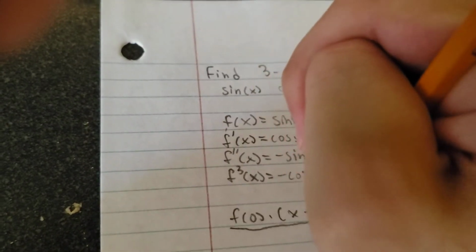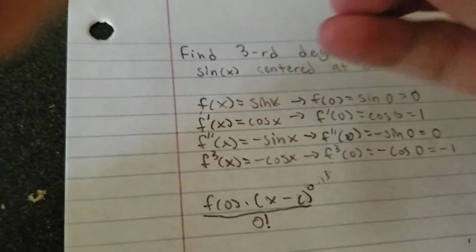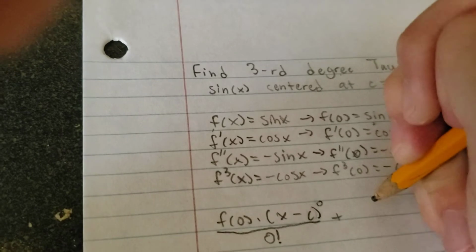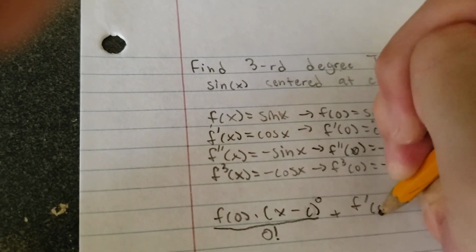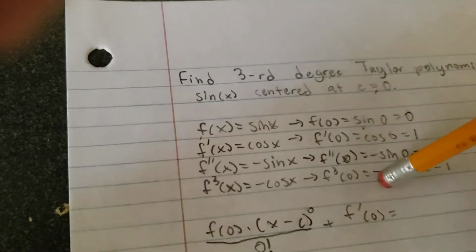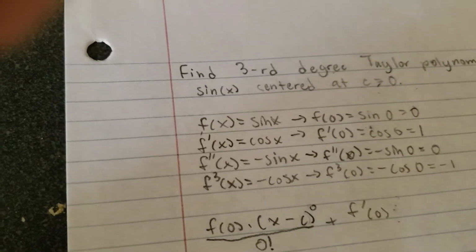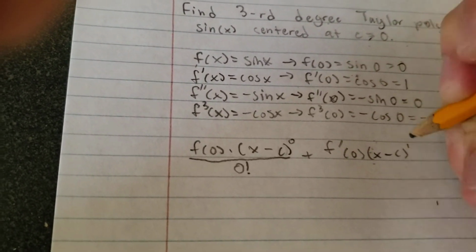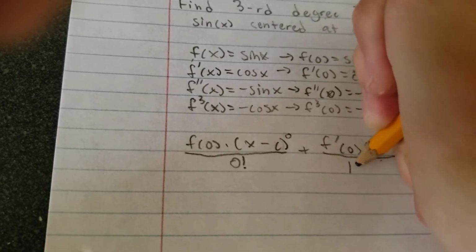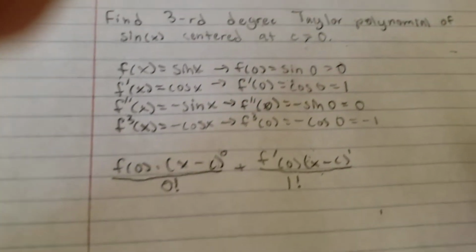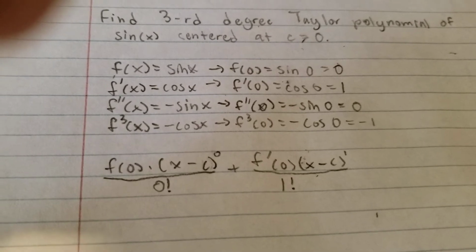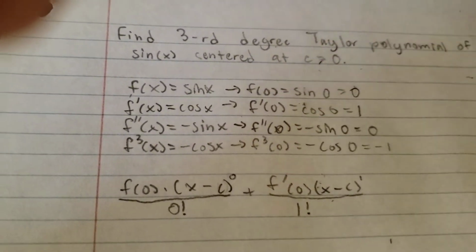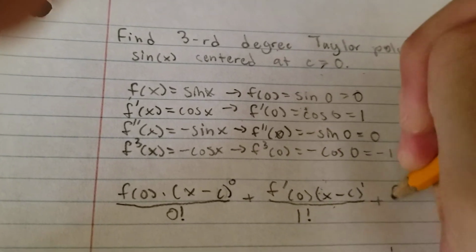X to the 0, all divided by 0 factorial. And then, let me get that out of the way. Plus f prime of 0 times x minus c raised to the first power, all divided by 1 factorial. So notice how we keep progressing. Notice how the factorial is getting bigger. The power that this is being raised to is getting bigger. The derivative is getting bigger, so that's kind of what's going on here.